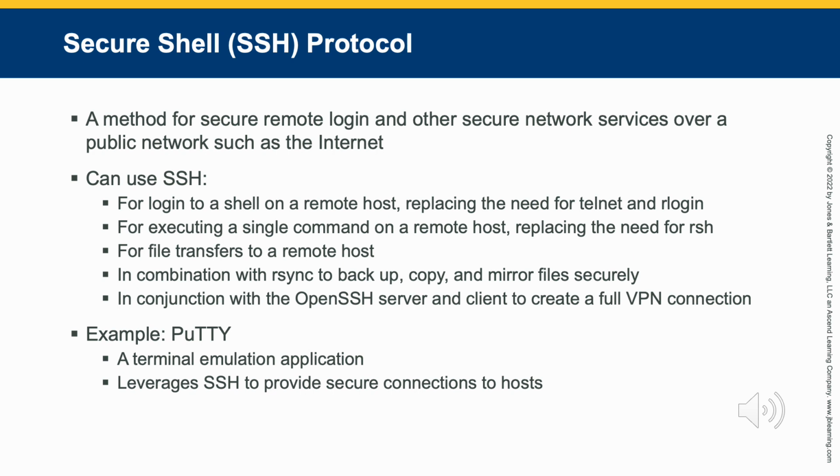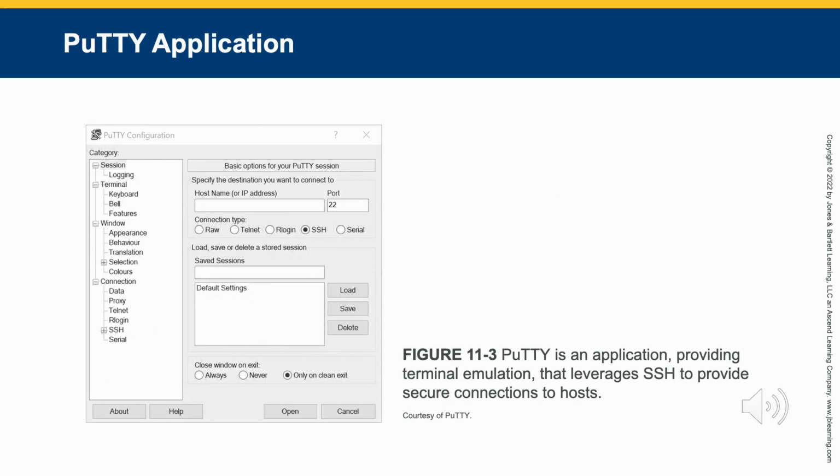An example of this would be PuTTY, a terminal emulation application that leverages SSH to provide secure connections to a host. This is an example of the PuTTY window that you get with the application. You notice in the center there the host name and IP address. That's where you would enter the host that you're trying to connect to, using either the name or IP address. Port 22 is for SSH, and you can see that SSH is selected. And then you would be able to log in and do various things with configurations on the left and on the right with the load, save, and delete buttons.